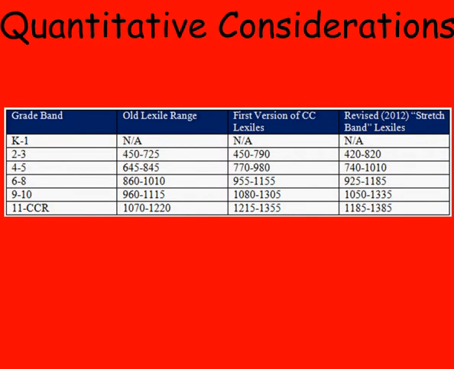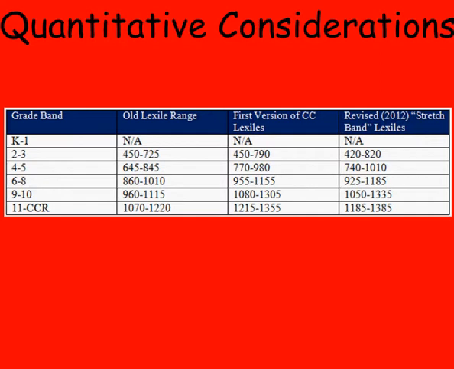The quantitative component of text complexity has definitely increased in difficulty with the Common Core. As you look at the chart before you, you have the Lexile level expectations for the designated grade bands K-1, 2, 3, 4, 5, 6 to 8, 9, 10, and 11 through college and career readiness.